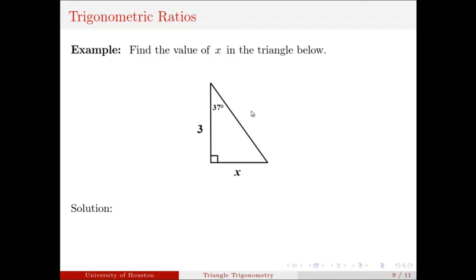A useful application of trigonometric ratios is to find the exact value of the length of a side of a triangle given the measure of one angle in the triangle and one side length in the triangle. In this case, we need to find the trigonometric ratio which relates x to 3 relative to the angle 37. Relative to this angle, x is the opposite side and 3 is the adjacent side. So tangent is the ratio we want to use.